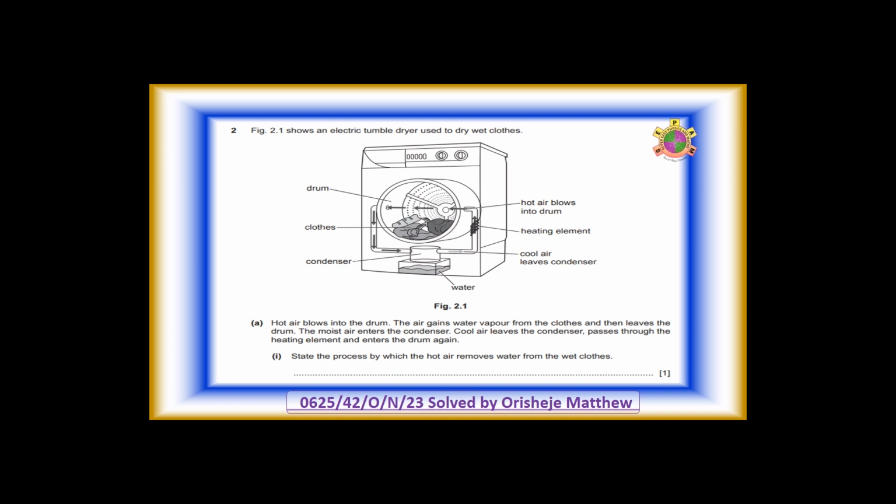I. State the process by which the hot air removes water from the wet clothes. Evaporation is the process by which the hot air removes water from the wet clothes.